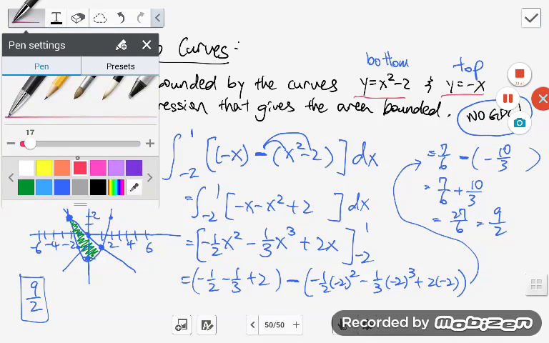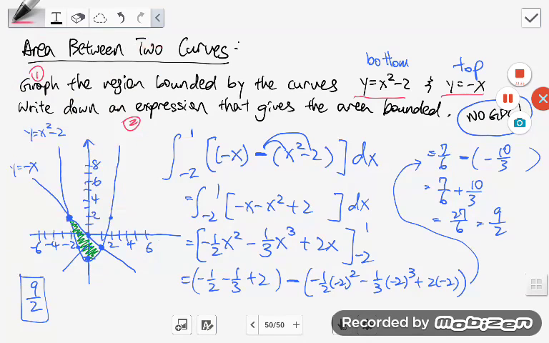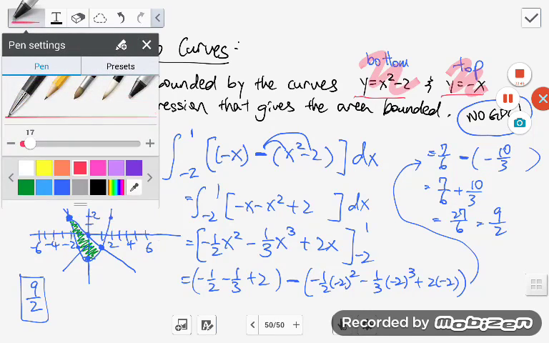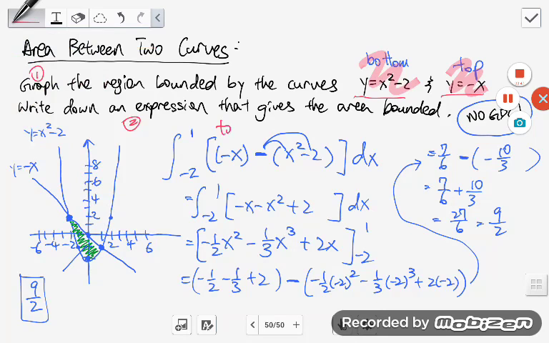Remember that you must figure out who's on top and who's at the bottom, and always use the top equation minus the bottom one. Okay? Minus the bottom one. Do that and take the definite integral of whatever you get out of that.